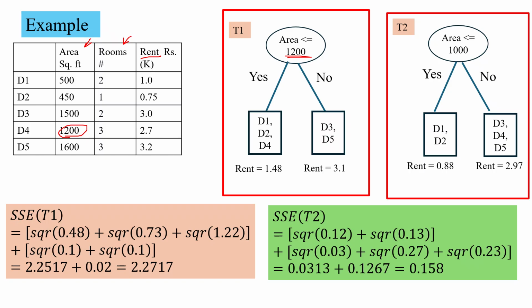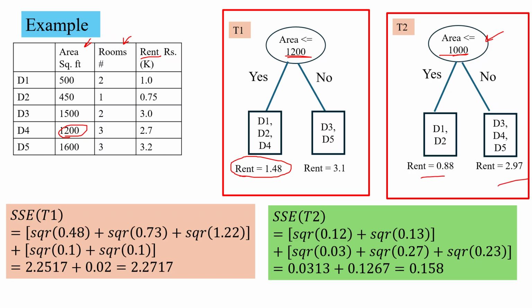On the other side, we get the other two tuples, D3 and D5. So now what is the rent value here? It is simply the average of 1, 0.75 and 2.7 on this side, and for this one it is the average of 3 and 3.2. We take another tree where we are splitting at area less than or equal to 1000. The left leaf gets 2 values because it is now less than 1000, so it's only these two, and the other leaf has the rest. Similarly we get the rent values.